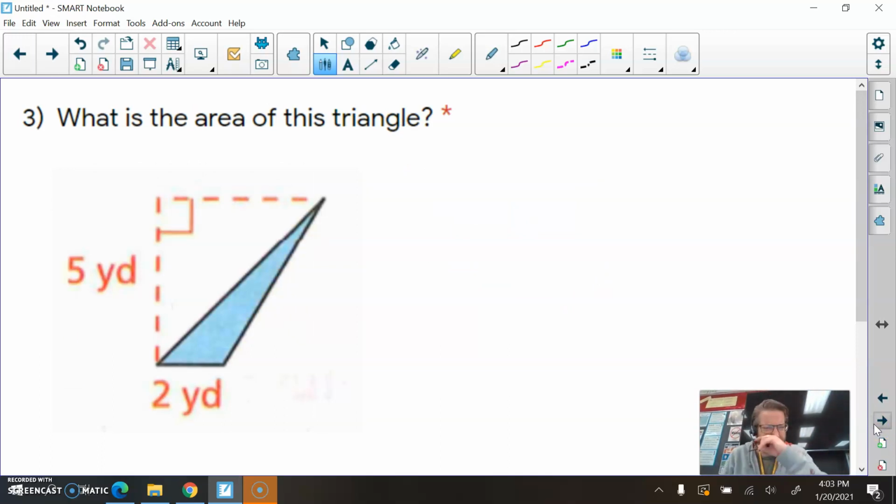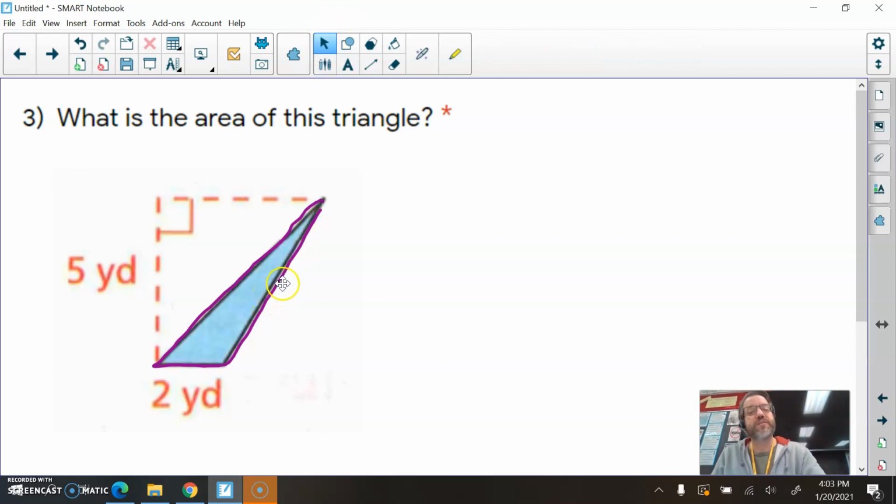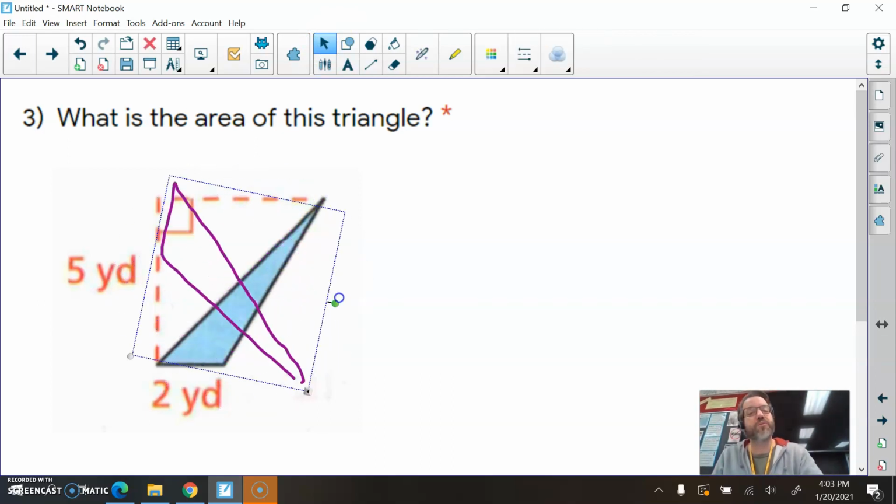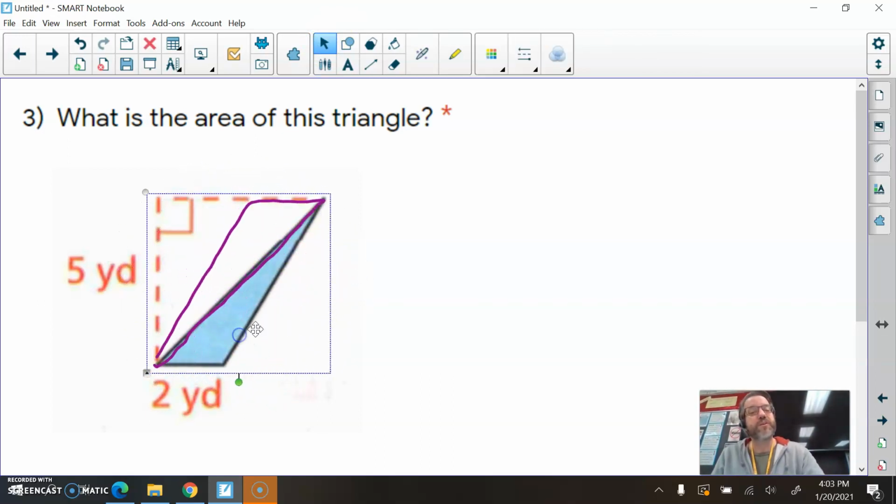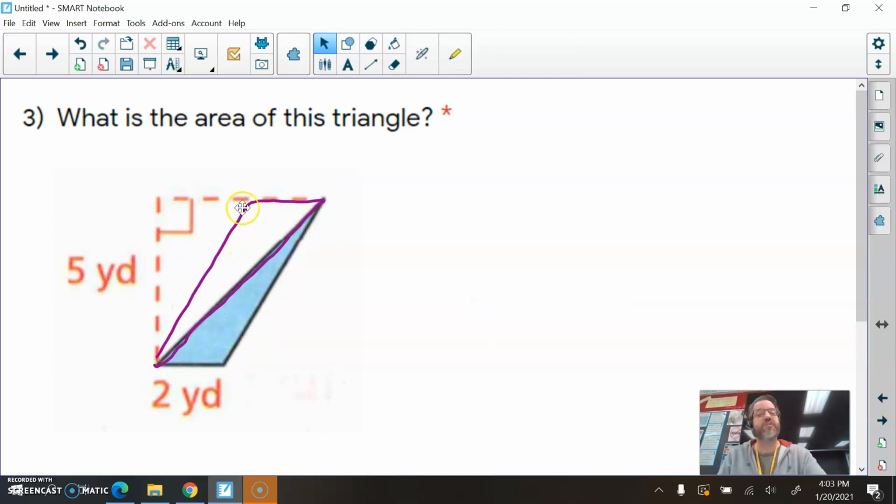Well, every triangle is exactly half of a parallelogram. If I were to trace this triangle here, for example, as best as I can, and then I went ahead and just grabbed this tracing that I just made and rotated it, you'll notice it clicks to that other triangle and it creates a parallelogram.